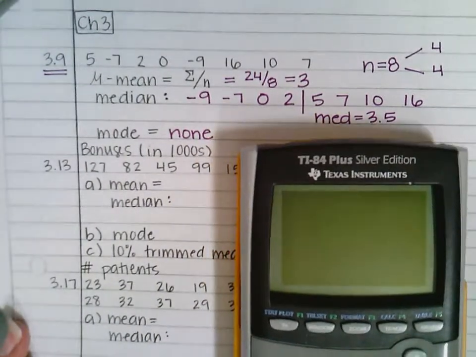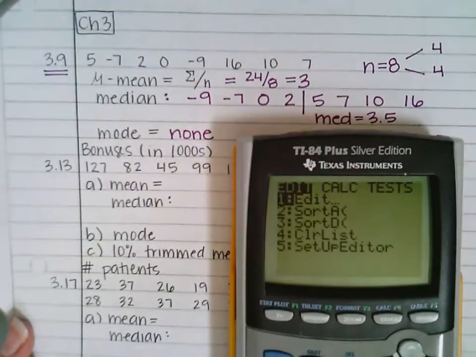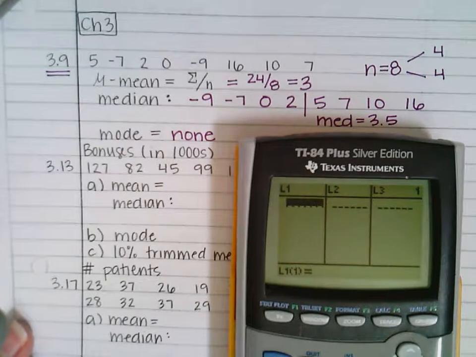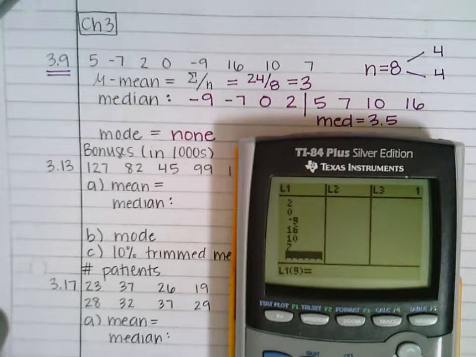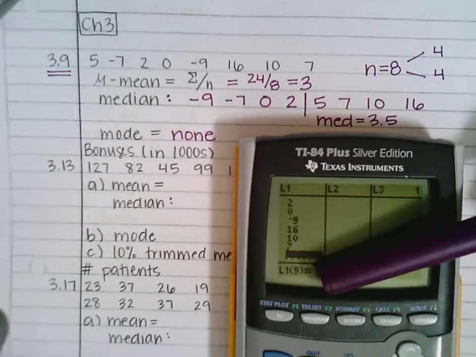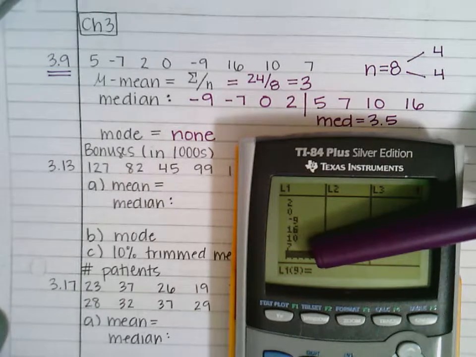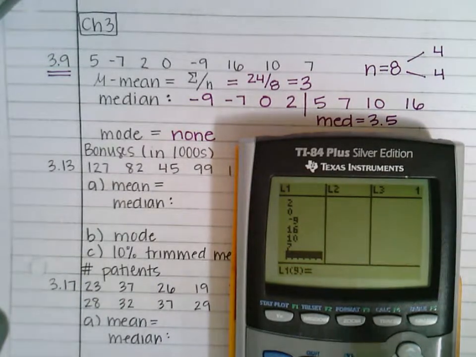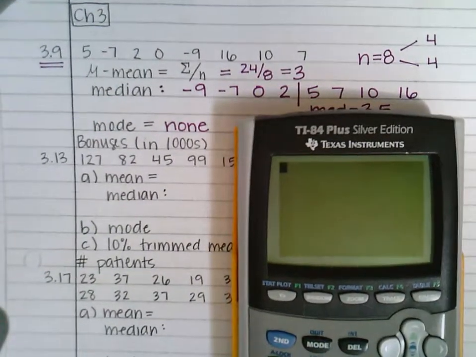What you're going to do is press the stat button, which is right here. You're going to go under edit and put this data in list 1. It should give you 9 as the next one because there's 8 data points, so it's asking what's your 9th entry? Well, we don't have one. Then you press second and quit to get out of that.